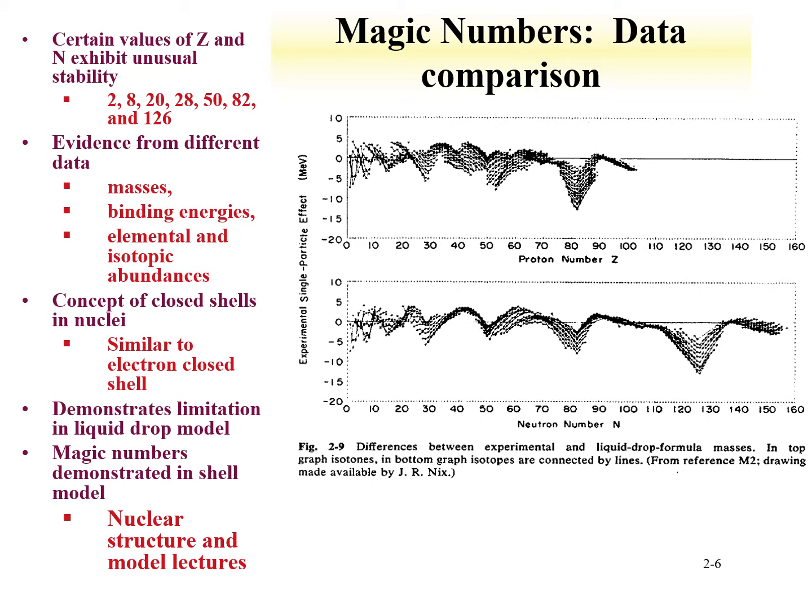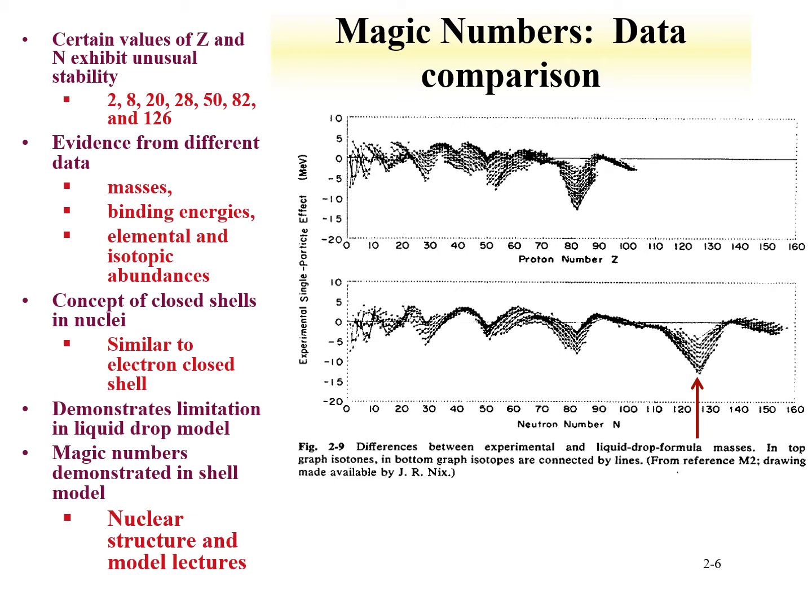And if you look at this, there's some trends. We see that at 2, 8, 20, 28, 50, 82, and 126, for both the neutrons and the protons, we see these variations. And this is kind of evidence that there's some stability going on at these numbers. So we get unusual stability exhibited with 2, 8, 20, 28, 50, 82, 126. We're going to see that these are magic numbers.